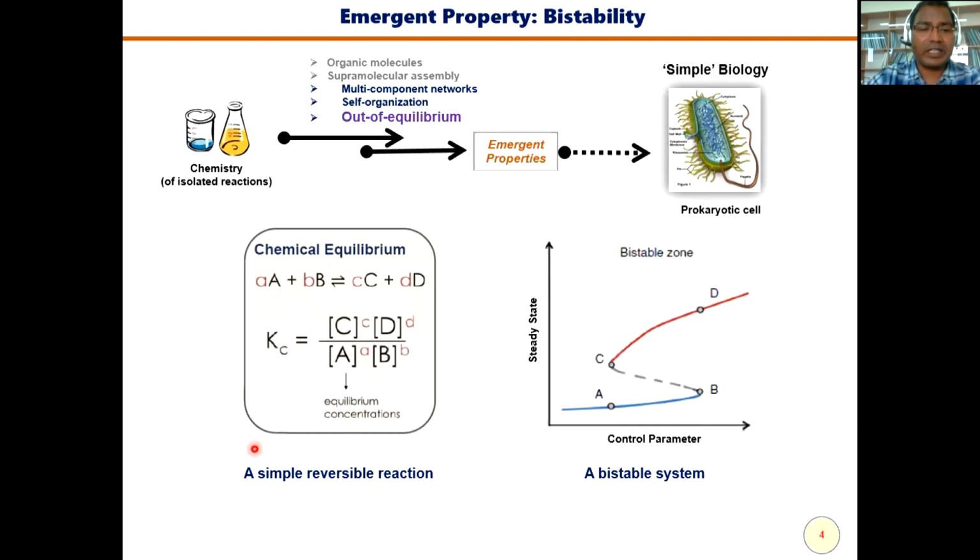A simple reversible reaction in chemical equilibrium gives a single steady state. However, in a bistable system, the rates of the backward and forward reactions are not similar, so it gives two steady states. You can clearly see in this picture that A and B are the low steady state, and C and D are the high steady state. It is a bifurcation diagram of the bistability, and A and C denote the bifurcation points.